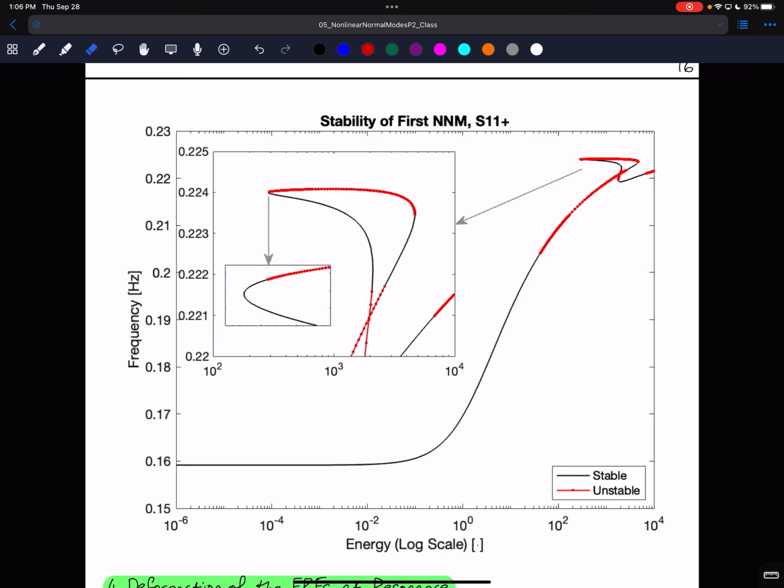What does that mean? It means that, again, real systems have damping in them. And if you were to try to force along this point, you're going to jump most likely to a second NNM, or you're going to get no response at all, or a very weak, very low amplitude response.